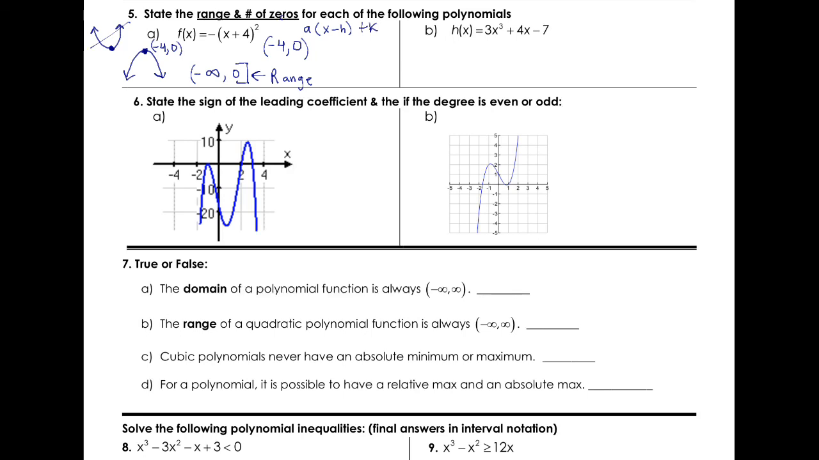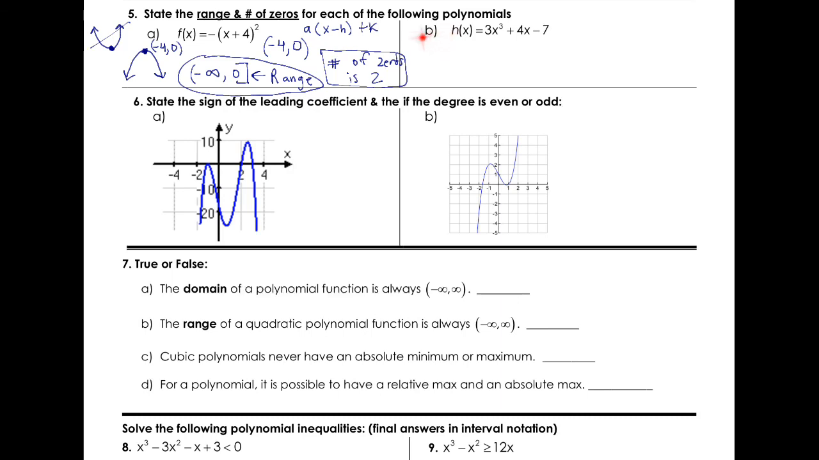Okay, and then the number of zeros, that should be pretty easy for you guys. Because look, guys, there's 2 right there. That's the highest exponent. And so we know the number of zeros is 2. Because it's your highest exponent. All right, let's look at this one.